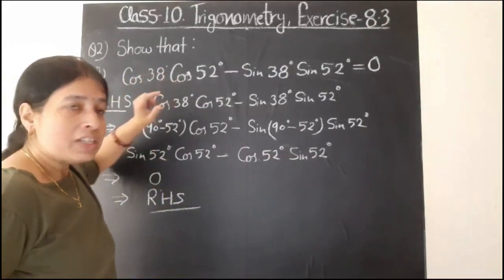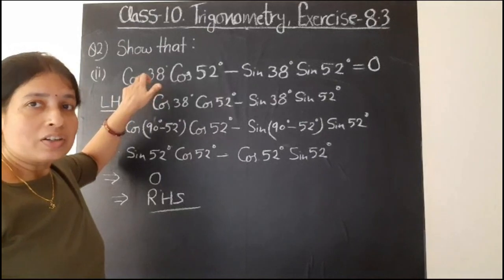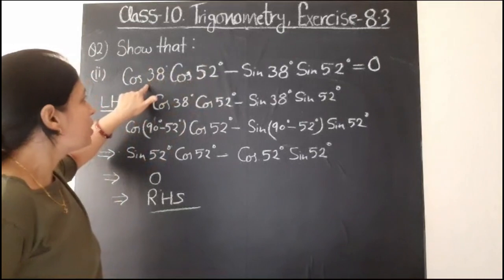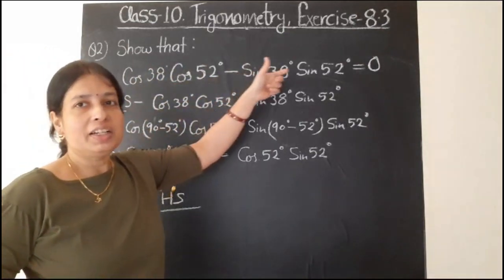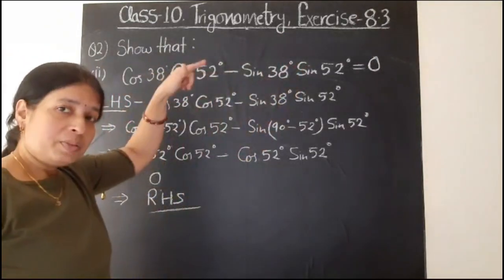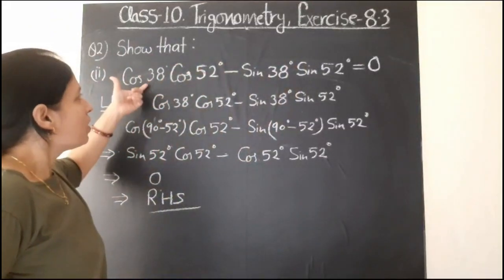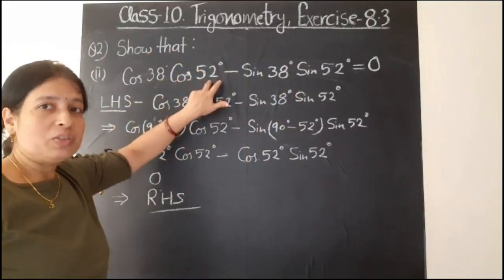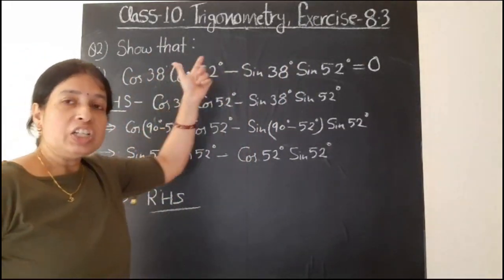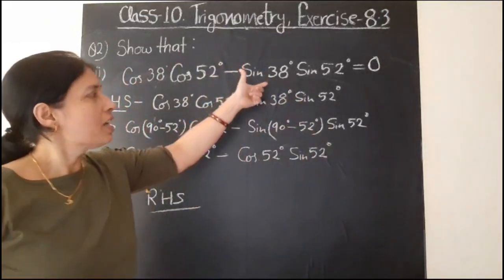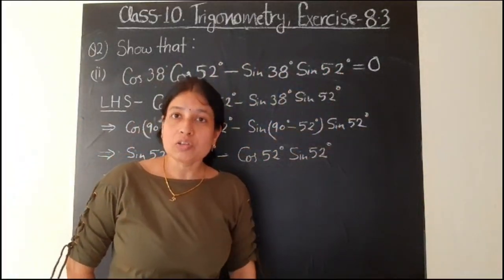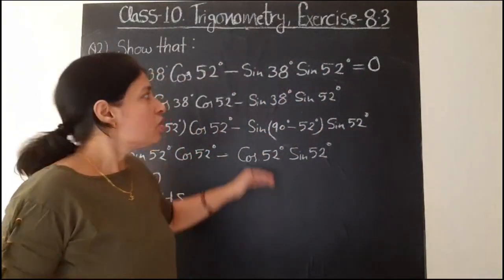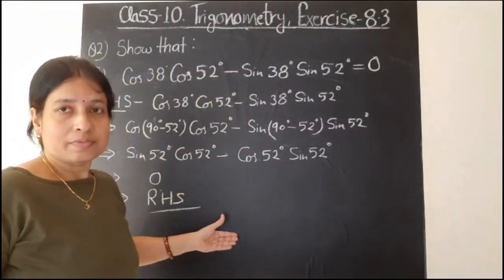In class 11 you can see that this one is the formula for cos A plus B: cos A into cos B minus sin A into sin B. So if you use that formula, you will get cos A plus B. Here A is 38, B is equal to 52. If you add 38 and 52, you will get 90. So you will get the answer cos 90. Cos 90 is equal to 0. But in your class, this formula is not given. So you will try to solve like this.